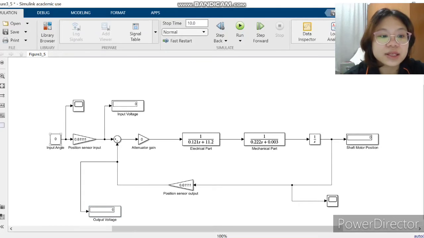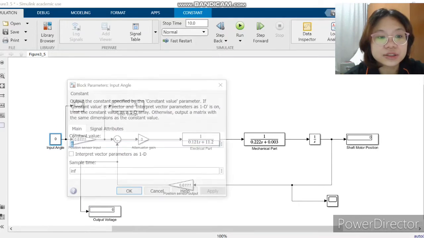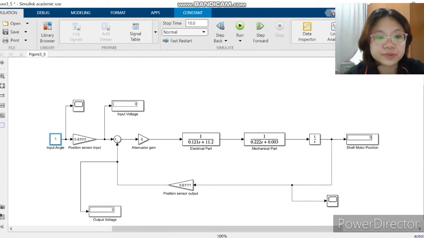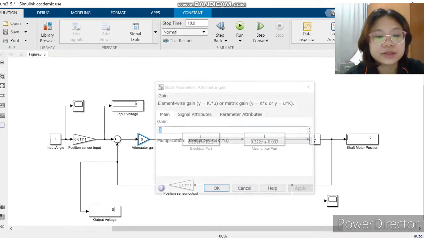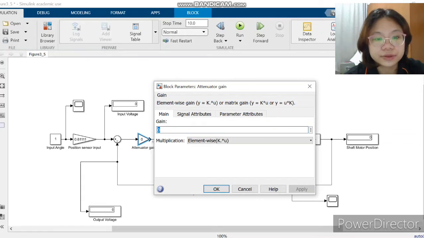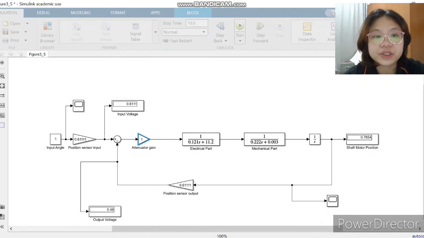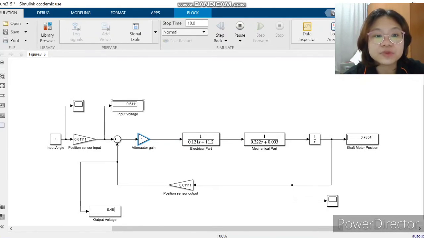First, we set the input angle to 1 and the attenuator gain 1 to check whether this block diagram is functioning or not, and then we click run. Here is your input voltage reading, output voltage, and shaft motor position. This shows that this block diagram is functioning.